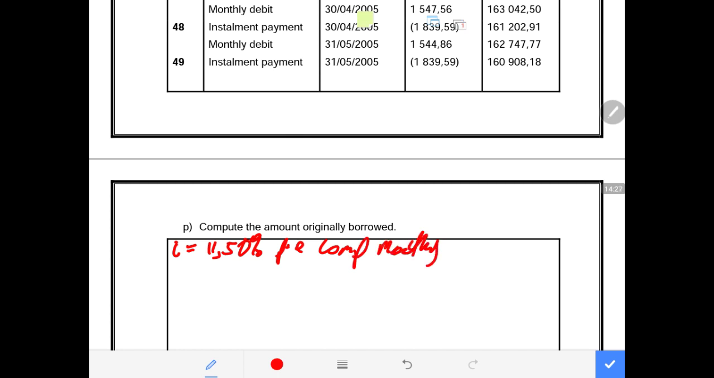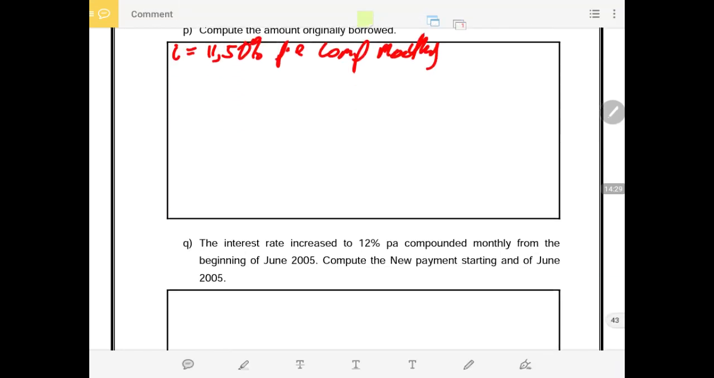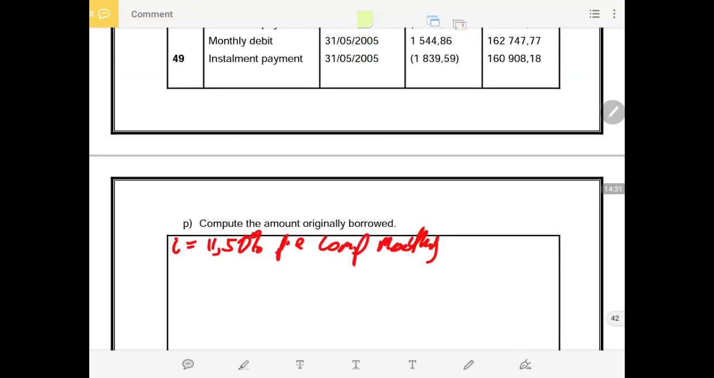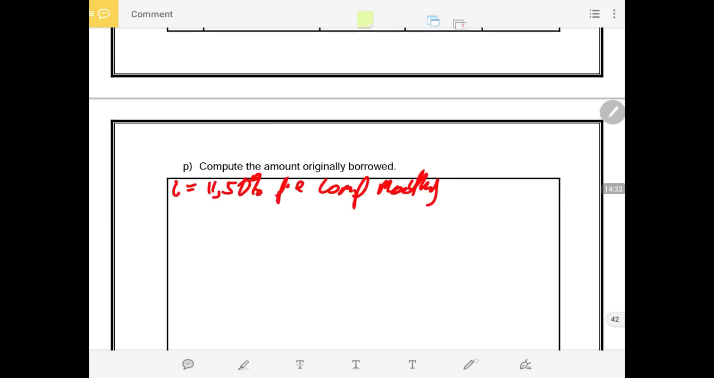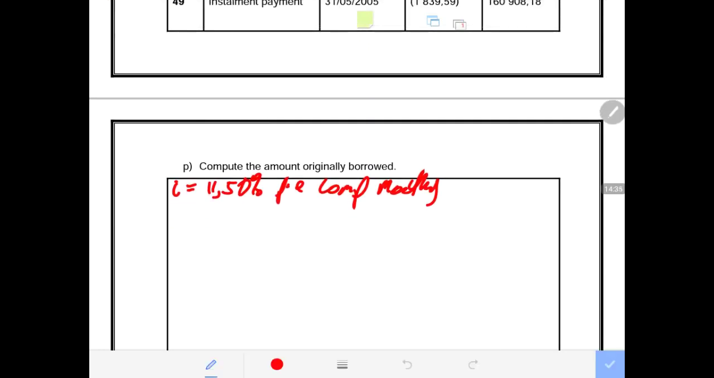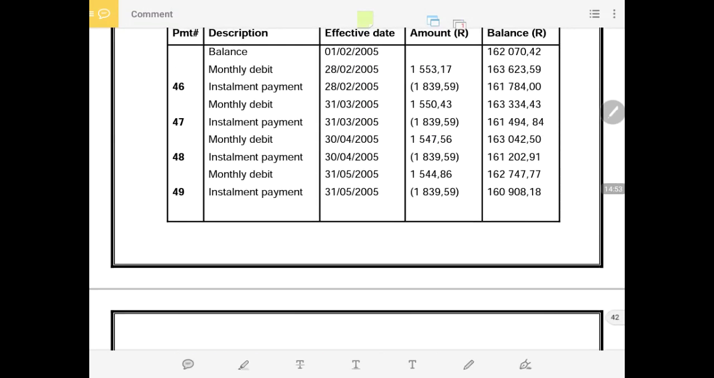Please write all the calculations. I'm just saving space so that I can complete this question here. We need to know the amount that was borrowed. Now, for us to calculate the amount borrowed, remember the amount borrowed is the present value. We need to know PMT, we need to know the interest rate, we need to know our N. So we do know this plus minus 1,810.